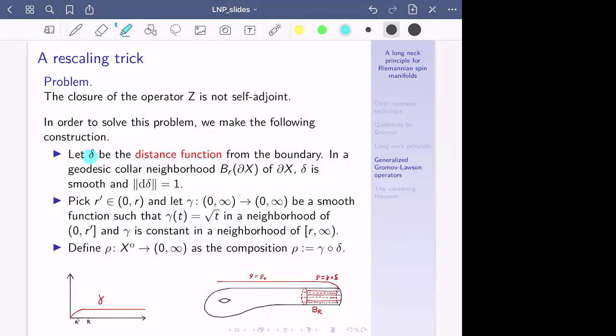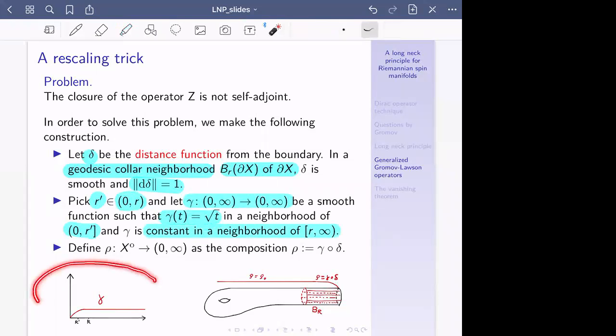So we let delta be the distance function from the boundary of the manifold X. Well, in a geodesic collar neighborhood of the boundary, delta is a smooth function and the differential has norm one. In general, this is going to be a one-Lipschitz function, and actually this is going to be true almost everywhere. But now, pick a constant r prime in (0, r), and let gamma be a smooth function which is equal to the square root of t in a neighborhood of [0, r prime], and which is constant in a neighborhood of [r, infinity).